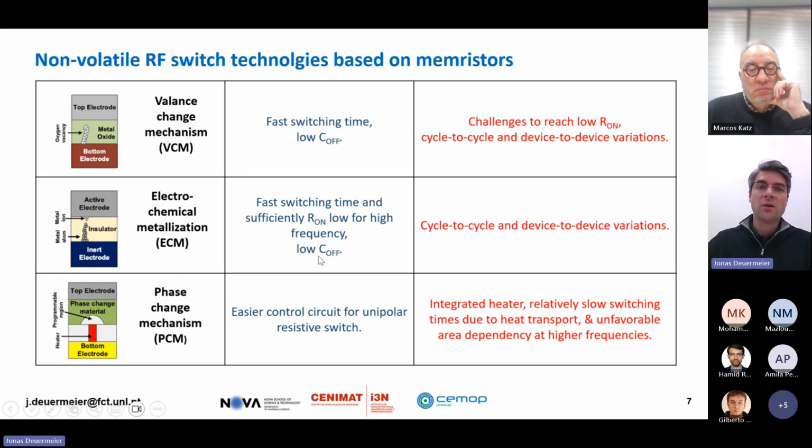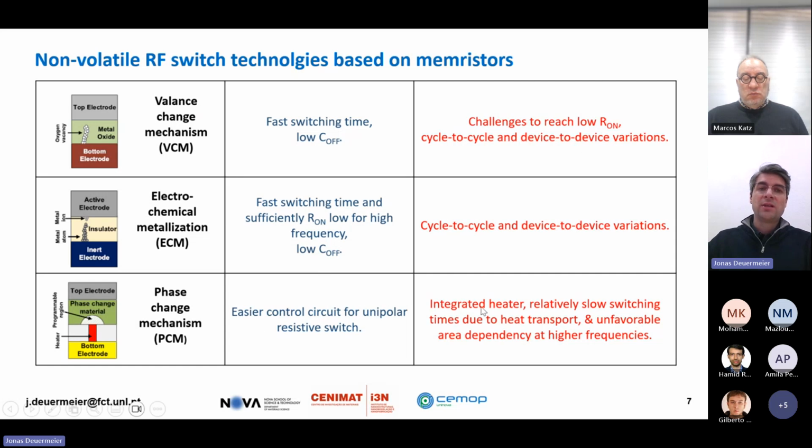So the low off capacitance is possible with both the filamentary memristor technologies. However, the valence change mechanism suffers from reaching a low on resistance. The metallic filament typically has a lower on resistance, so this is the preferred mechanism for this technology. What both have in common is cycle-to-cycle and device-to-device variations, which need to be controlled, mainly by the fabrication, but also by the operation scheme.